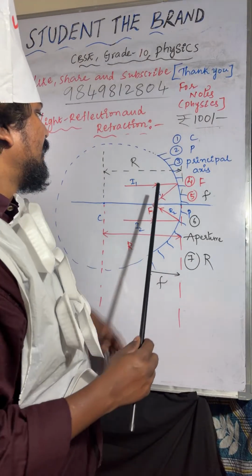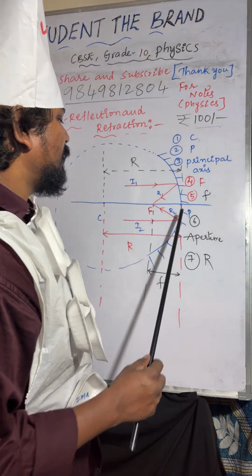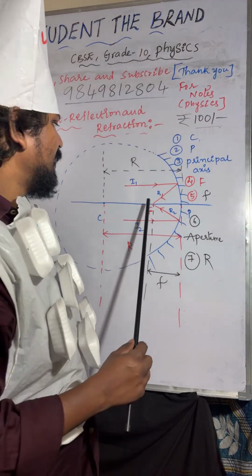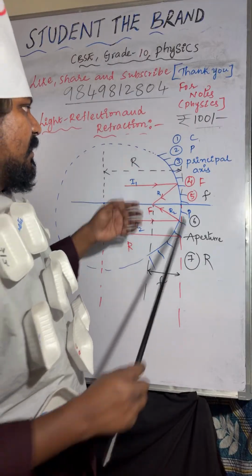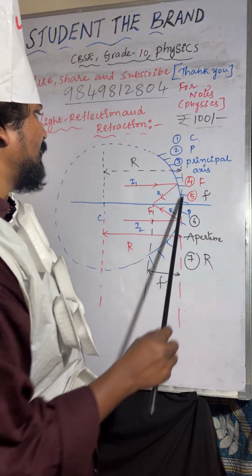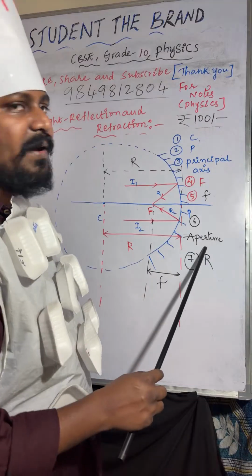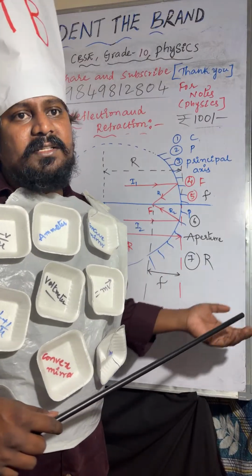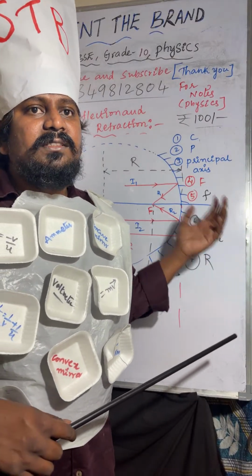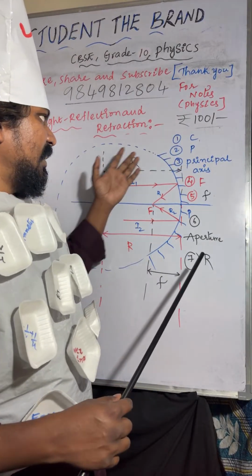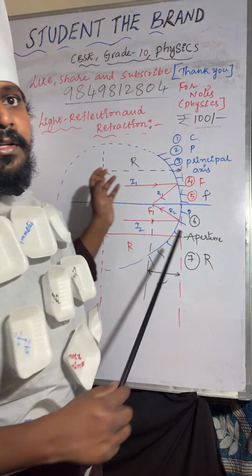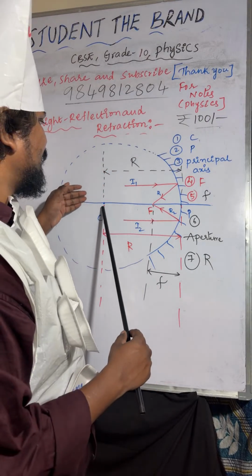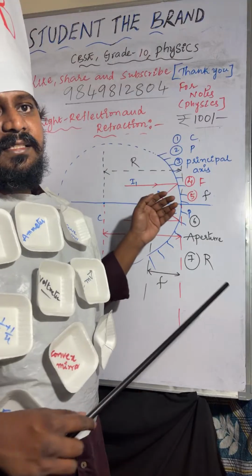The distance between the focus and the pole is called the focal length. The width of the mirror, that is the diameter of the reflecting surface, is called the aperture. And the distance between the center of curvature and the pole is called the radius of curvature.